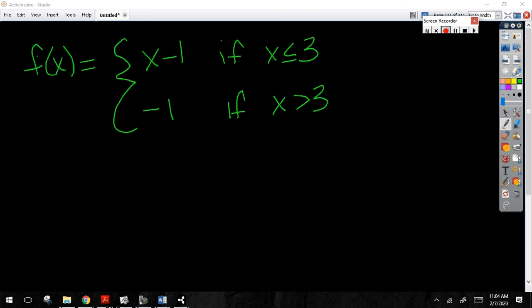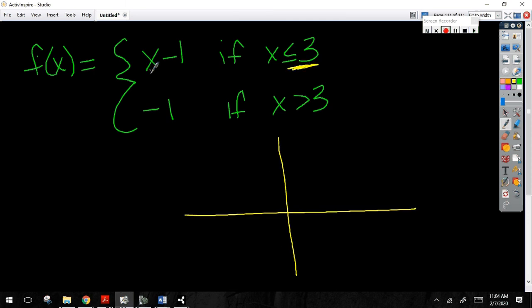All right, so I've got two different equations here. Both of them are lines, okay, but they're both restricted at 3. One goes to the left forever, one goes to the right forever. So if I look at the first one, if I plug 3 in, I get 3 minus 1, 2. So I get the point (3, 2).